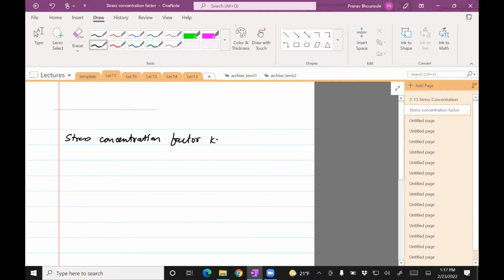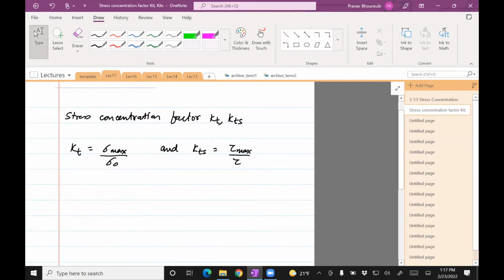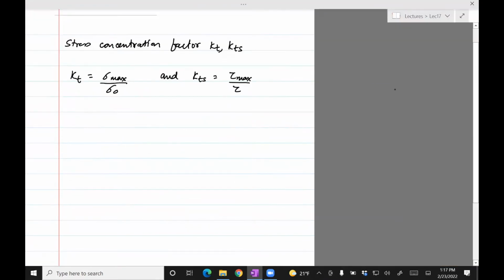And then we'll have two names, one for shear and one for normal stresses. So KT and KTS. So KT would be sigma max divided by sigma 0. And KTS, which is for shear, is the shear stress max divided by shear stress nominal. So what are these values?